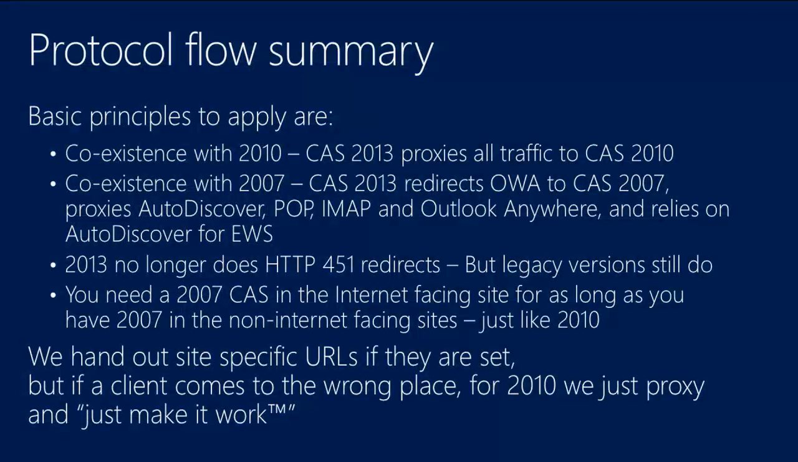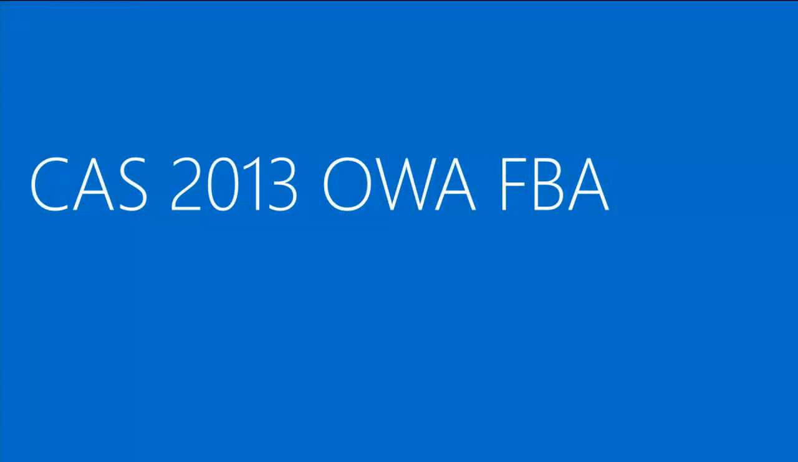Because one of the scenarios that people would get themselves into is they'd have two AD sites that have 2007 in both. They'd put CAS 2013 in the internet-facing site and then remove CAS 2007. And that cuts off connectivity to CAS 2007 in the non-internet-facing site. So don't fall into that trap. Leave a CAS 2007 in the internet-facing site until you've gotten rid of all the 2007 users. Okay. All right.